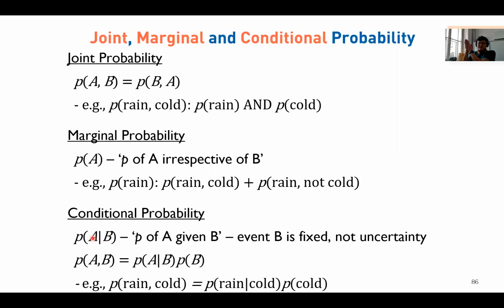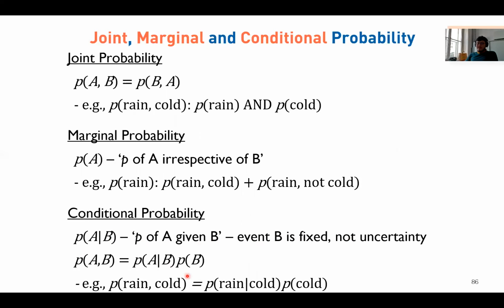You go from the very right-hand side to the very left-hand side. B is there. Let's assume B is there, and given that, conditional on that, what is the probability of A? P of A given B. It also means the event B is fixed. It's there already, and we are not interested in it anymore. When B is there already, conditional on that, what is the probability of A?